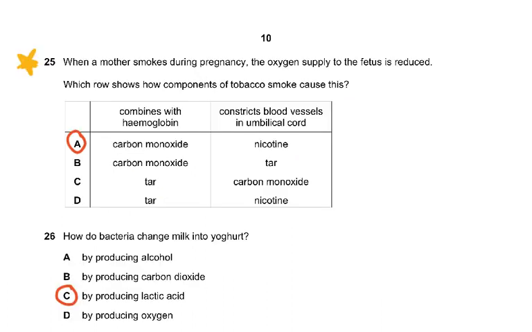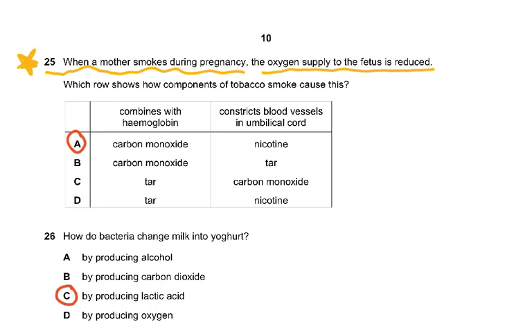Question 25 again is mentioned in the exam report. When a mother smokes during pregnancy, the oxygen supplied to the fetus is reduced. So if a woman who is pregnant smokes, the oxygen supply to the fetus is reduced. Which row shows how components of tobacco smoke cause this? Now it says in the exam report that a common misconception was that the tar in cigarette smoke causes constriction of blood vessels. Sorry, tar causes mutation. So what you have to understand is that tar cannot be causing vasoconstriction.